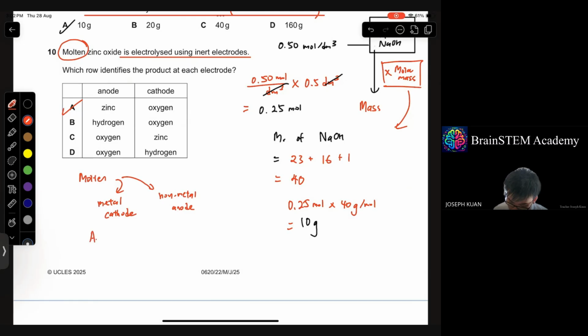The half equations will be, oops, my bad. I've marked the wrong answer, but the answer is oxygen at the anode and zinc at the cathode. So the half equation at the anode will be our oxide ions getting oxidized to form oxygen gas, and our cathode will be having the half equation of the zinc ions getting reduced to form zinc metal.